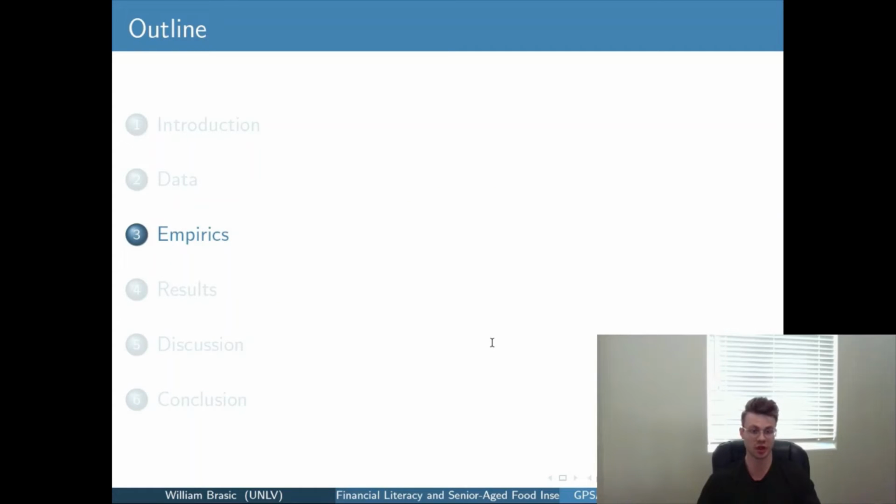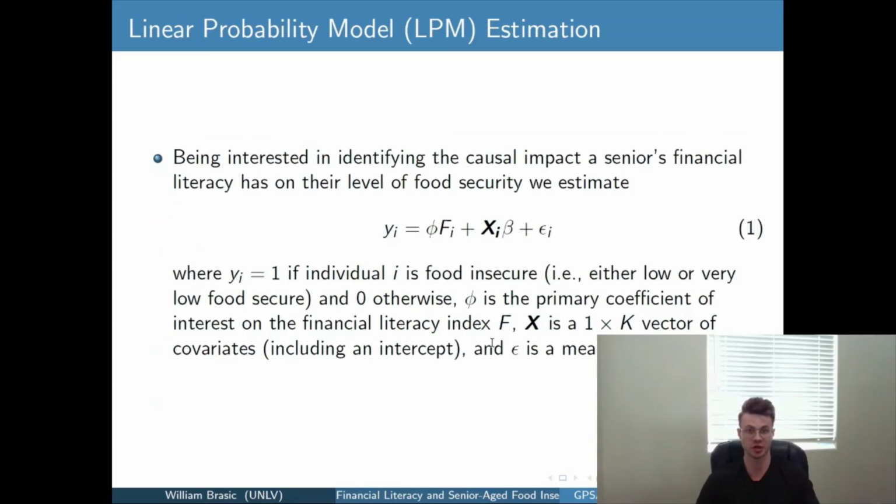Now let's go into my estimation strategy. So I first estimate a linear probability model, which is equation 1 right here. And don't get too bogged down in the details here. You can disregard this xi beta plus this epsilon, these last two terms. What we're mainly after is this phi. This phi is going to tell us, one, is financial literacy significant, and how significant is it?